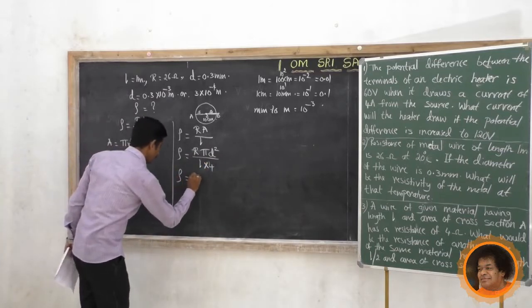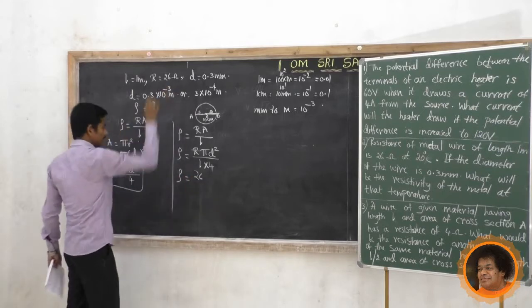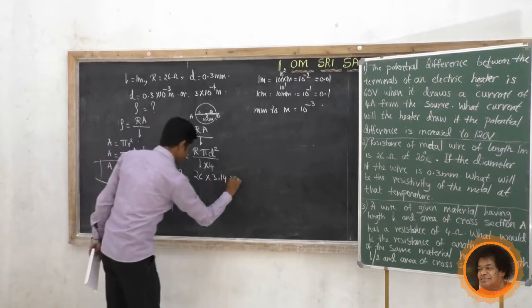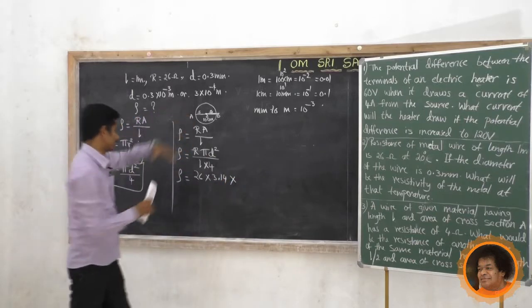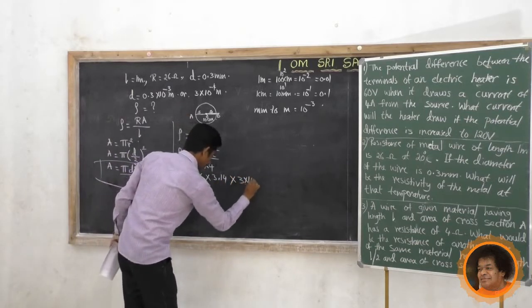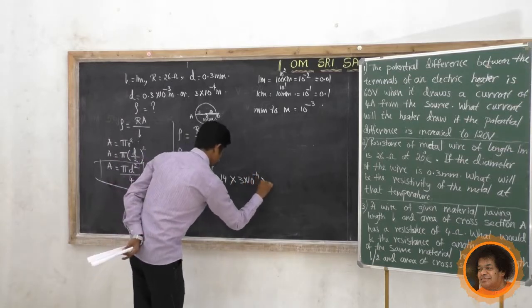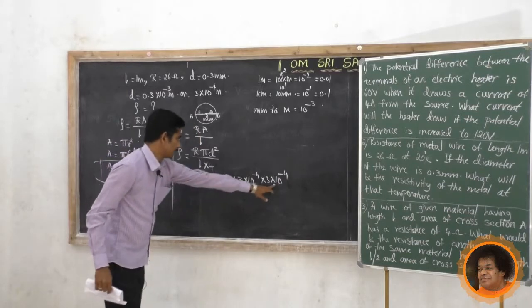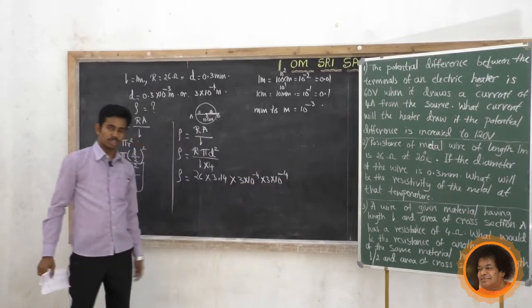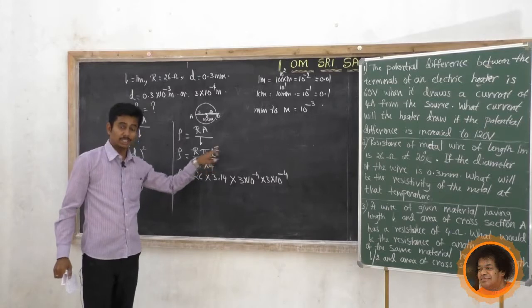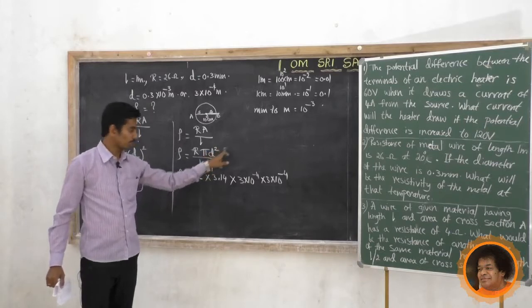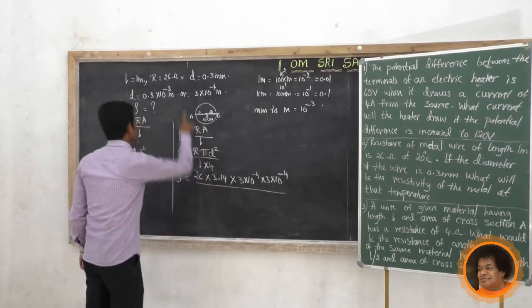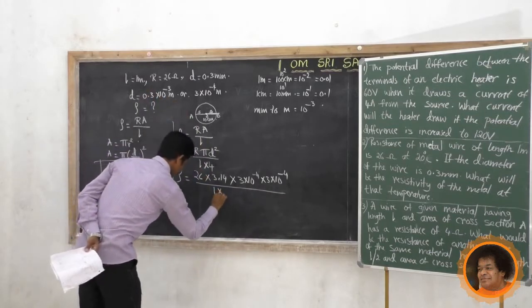So rho equal to R means 26 ohm, it is given, into pi means 3.14 into d squared. What is d? It is 3 into 10 to the power minus 4 into 3 into 10 to the power minus 4. Why? D squared, D into d, D is multiplied twice, divided by L into 4. What is the value of L? That is 1. 1 into 4.